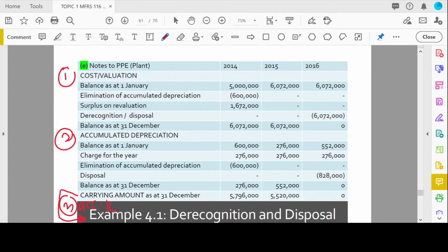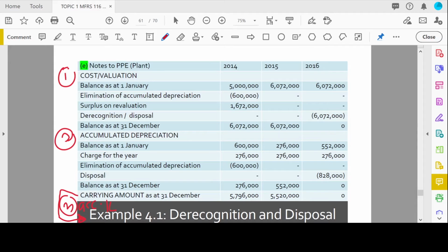What we are going to do is to stop only at the accumulated depreciation, and then after that, we are going to show the carrying amount at the end of the year. So go back to this question. The question asks you to prepare notes to PPE for 3 years, 2014, 2015, and 2016.